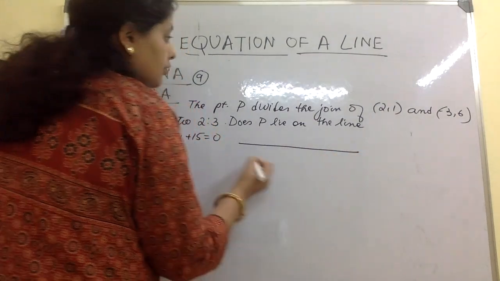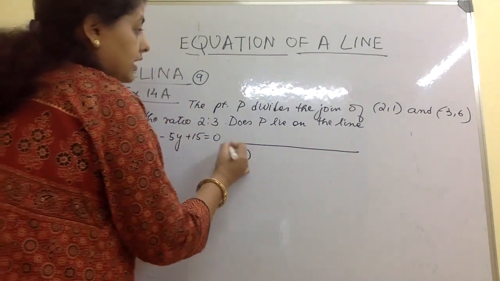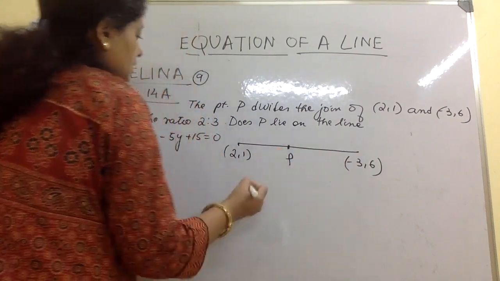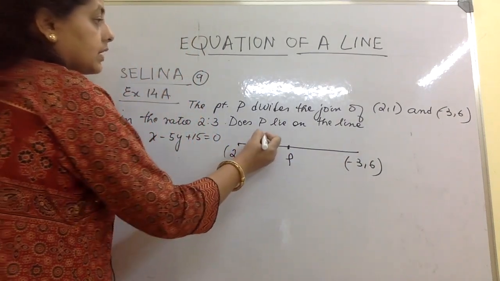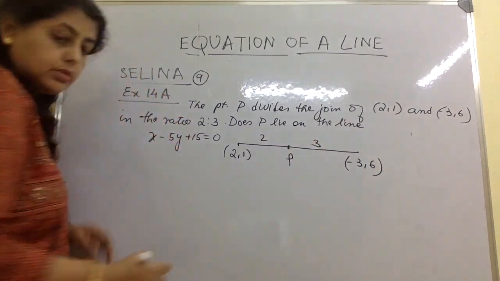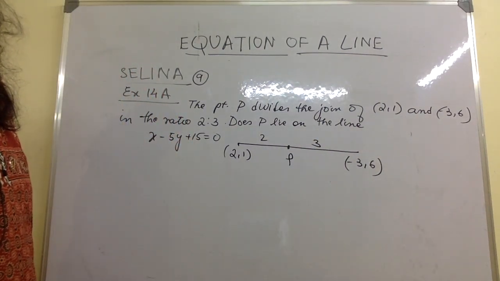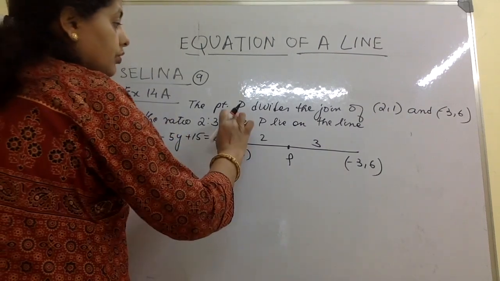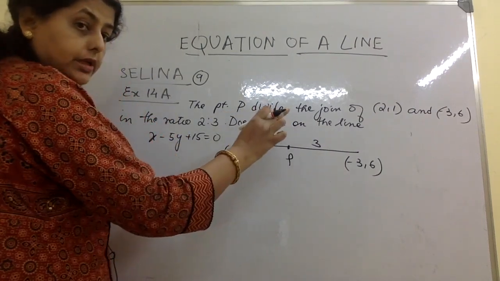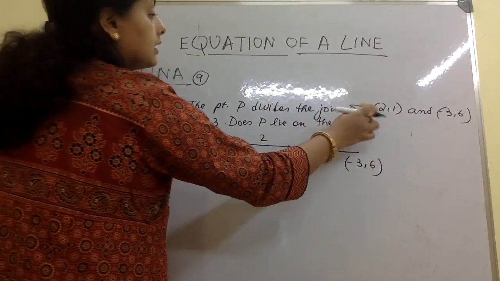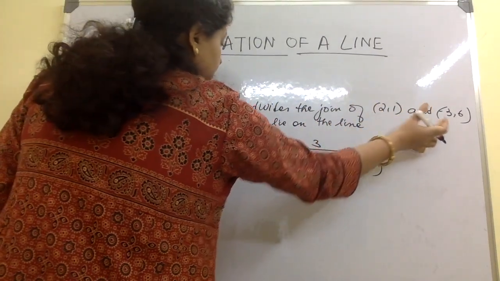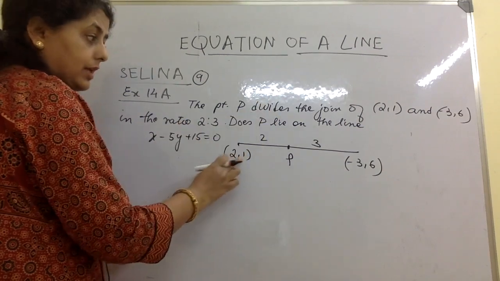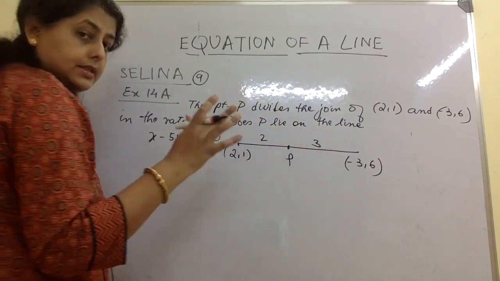So what we'll do now is 2, 1. This diagram is absolutely essential. And the point P, this is now 2 is to 3. So here be very careful. If they wrote point P divides the join of the line and they name this first and then that, then you should also take 2 on the side of 2, 1 and 3 on the side of minus 3, 6.